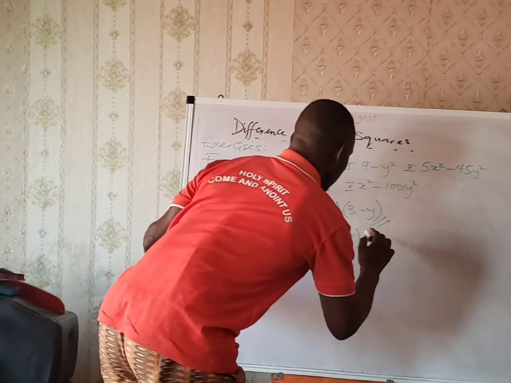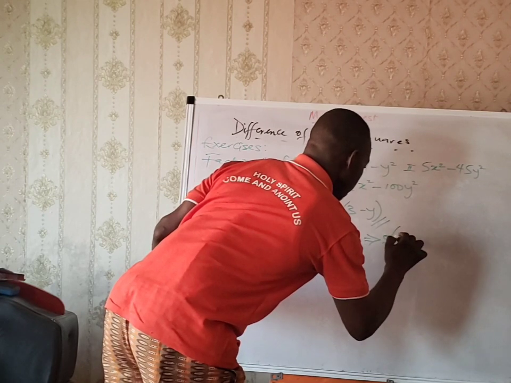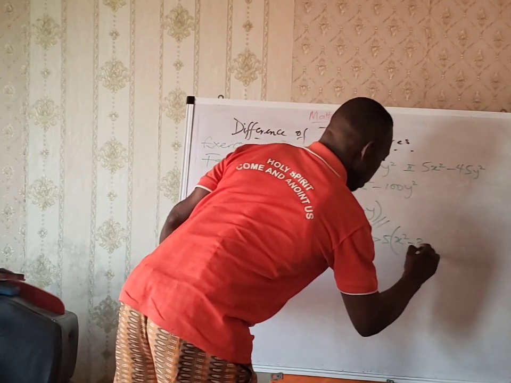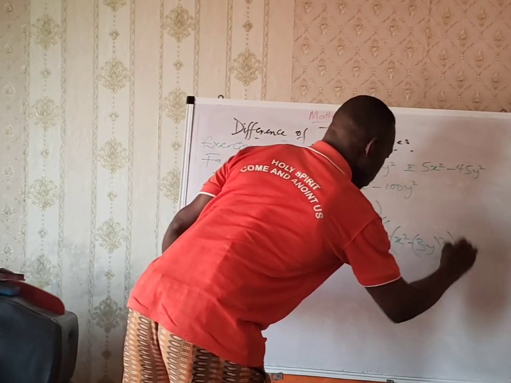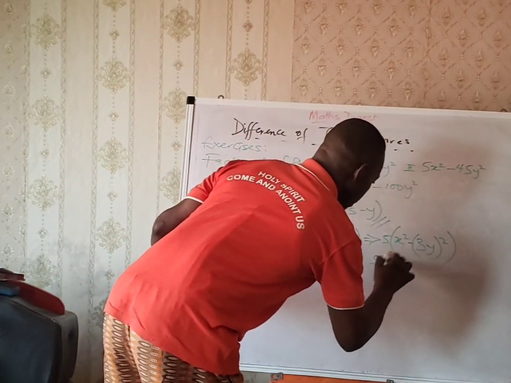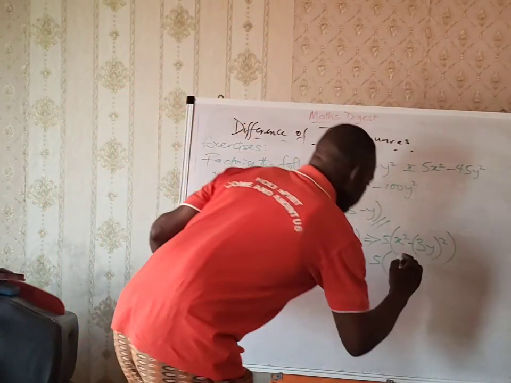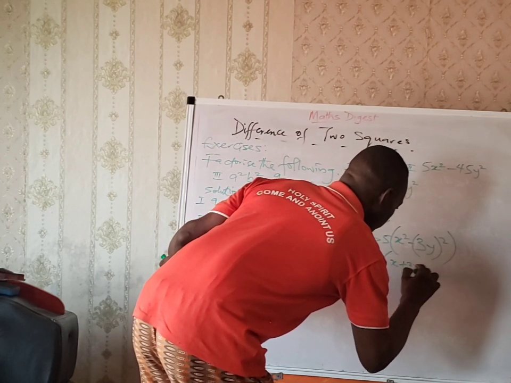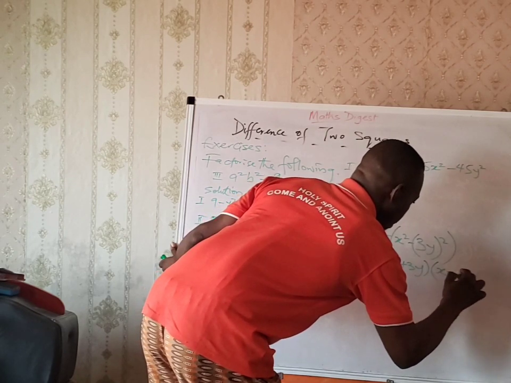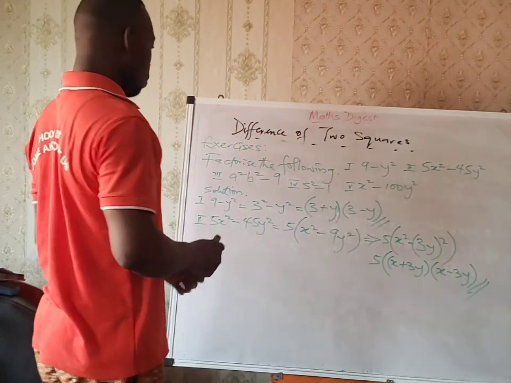We say this is equal to 5 in bracket again, x squared minus, this 9 will be reduced to 3y all squared. So from here now we can say 5 in brackets, this is now a difference of perfect squares. Now from here we can say x plus 3y and x minus 3y. So this is the desired difference of two squares.